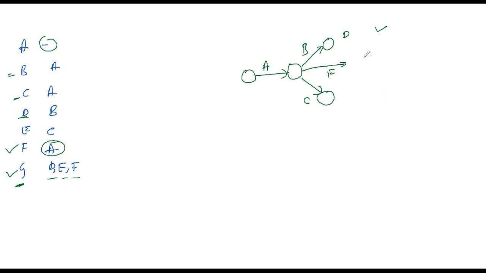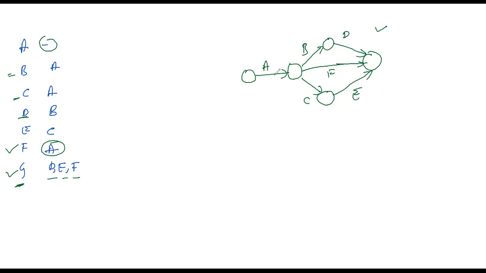So this is F, right? F is here. D, let's join here. E, let's join here. So that is the same thing, there will be no changes to that, right?